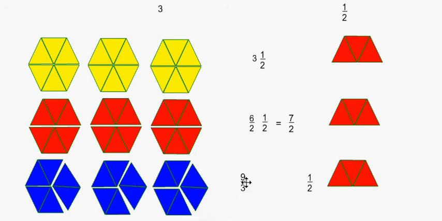And the third one gives me 9/3 plus 1/2, but I can't really put those together because they're not the same shapes. So if this is my mixed fraction, this is my improper fraction. This one I have to do some more steps before I can work with it.